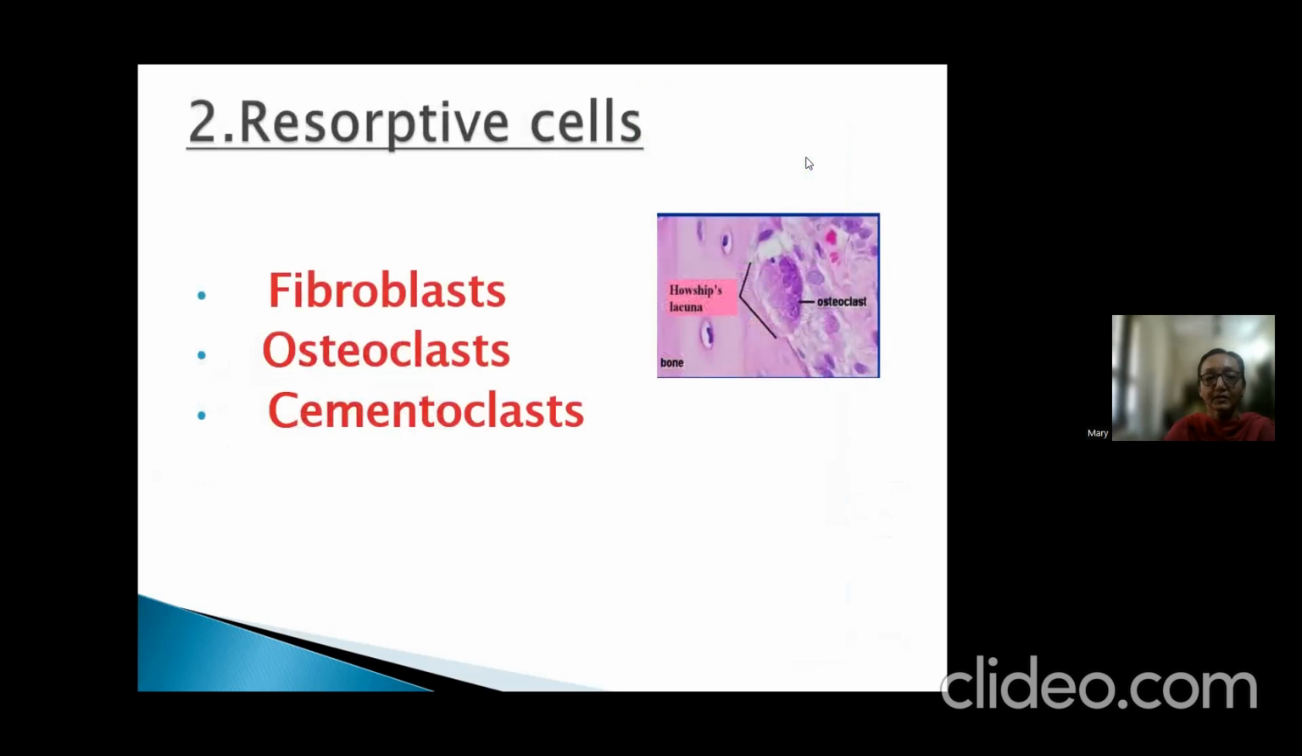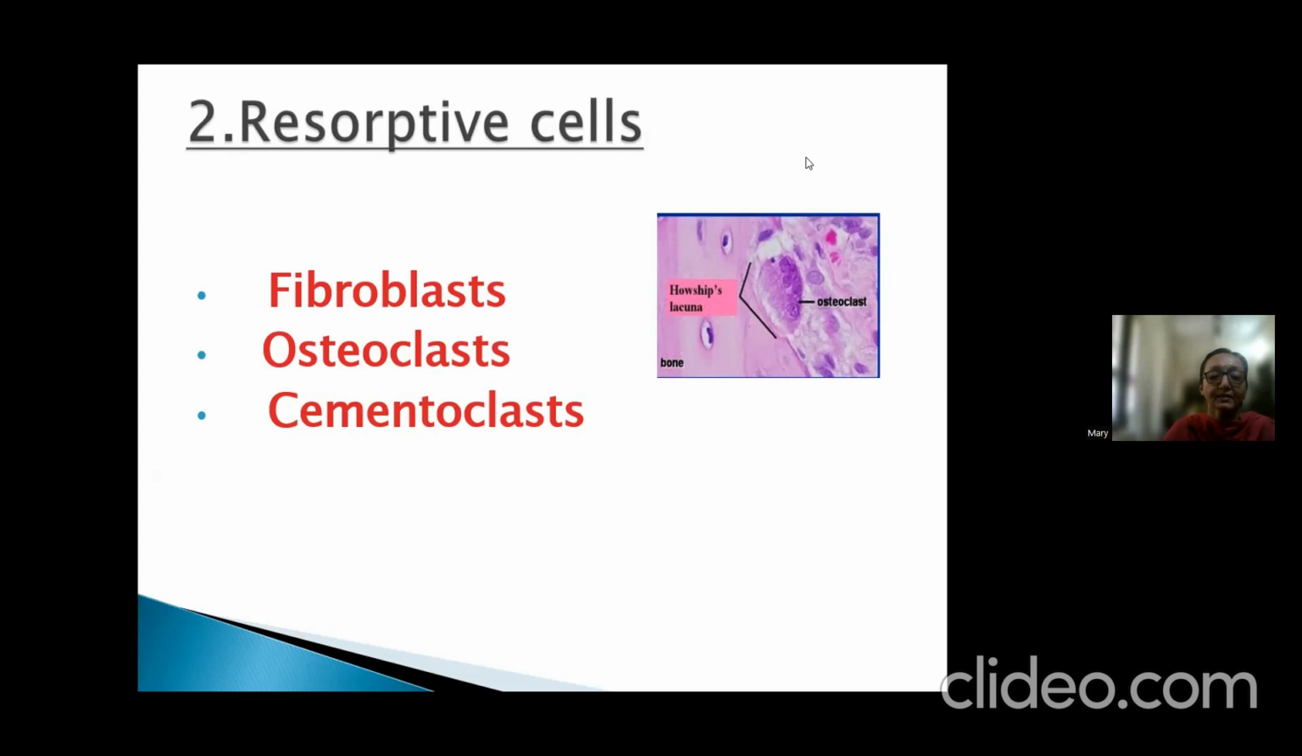So coming to resorptors, as we have already discussed, the fibroblasts also have the function of resorption. Besides fibroblasts, we have other resorptor cells which include osteoclasts and cementoclasts. So what are osteoclasts? These are large multinucleated cells which occupy Howship's lacunae. These are lacunae found in the alveolar bone, and they have a plasma membrane which is raised to form a ruffled border or a striated border, and they mainly help in bone resorption.